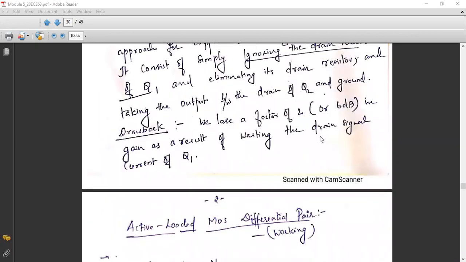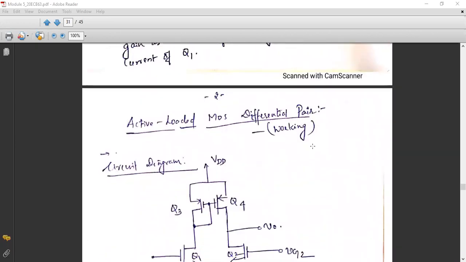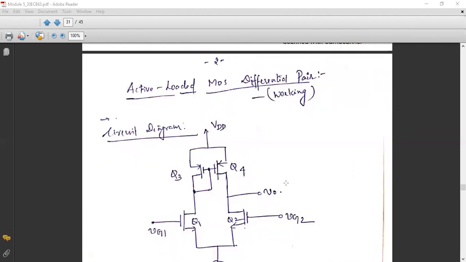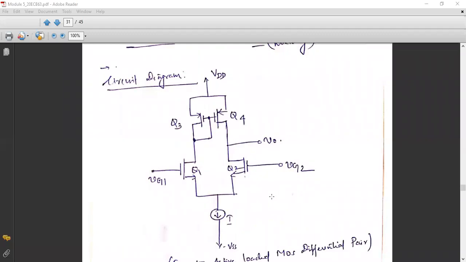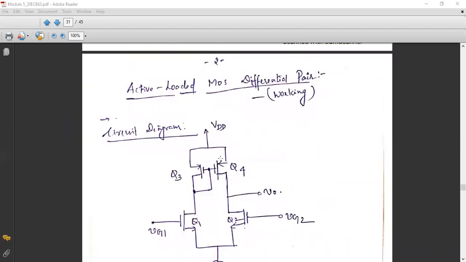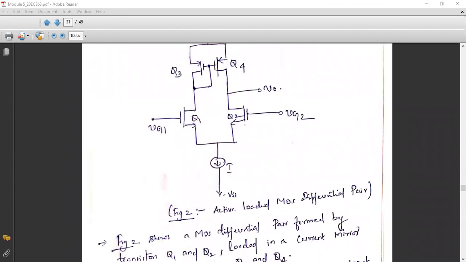So to remove this problem, we are using an active load MOS differential pair. In that case also I'm maintaining a single input, single-ended output. In spite of using a single-ended output, I will be able to maintain appreciable current at the output terminal, and the voltage can be maintained at a desirable value. The working of this MOS differential pair with an active load, we are discussing in different cases.